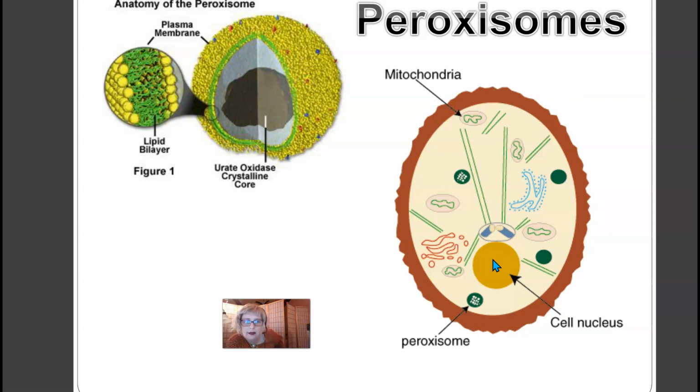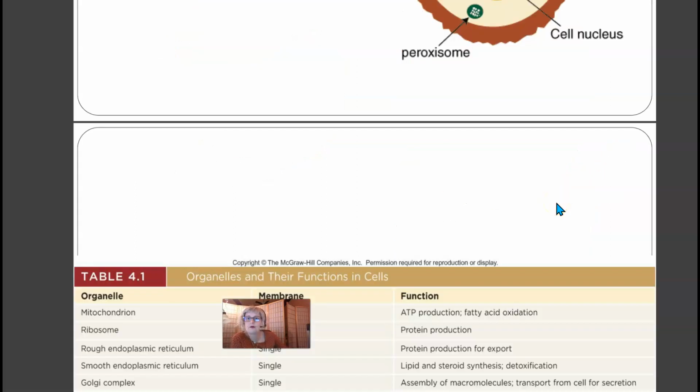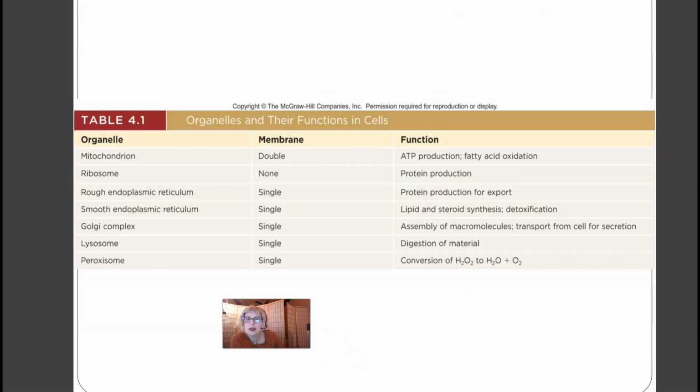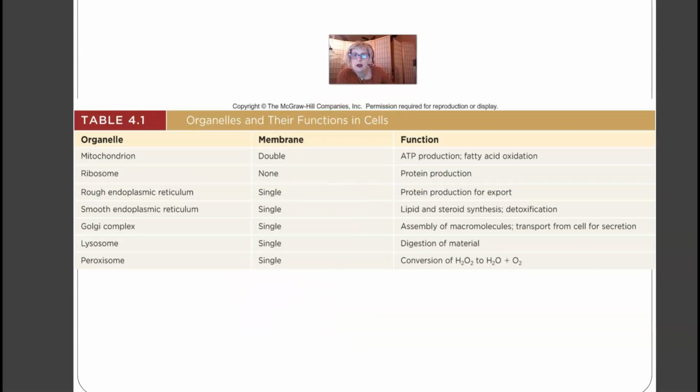Okay, now this next slide shows you in a nice little organized fashion in this table all the functions of all the organelles inside the cell. So if you are studying this, you might want to put these on index cards. Perfect time. Screenshot this and take some notes. All right.